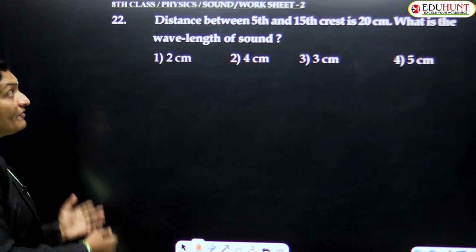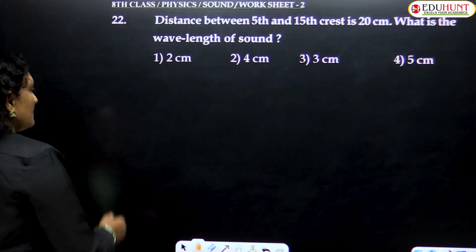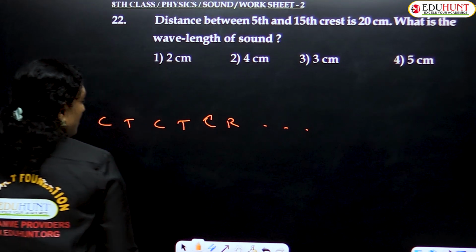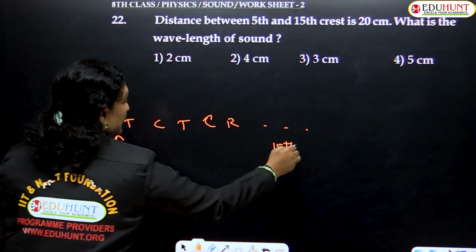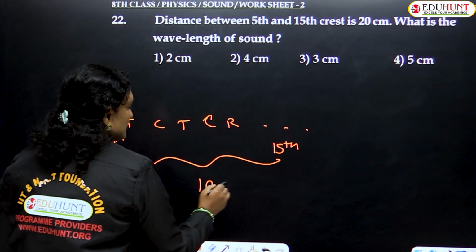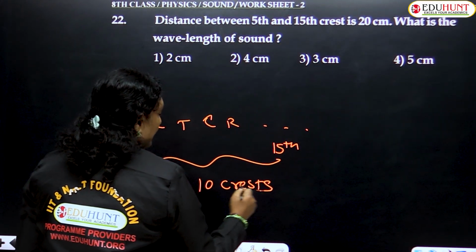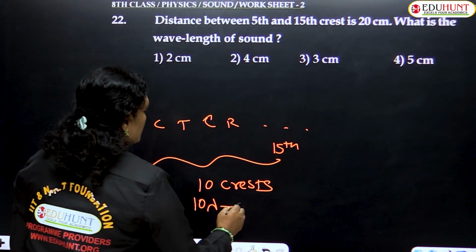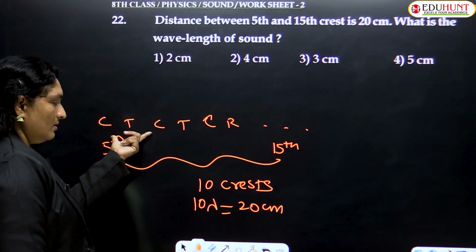The distance between the 5th and 15th crest is 20 centimeters. So what is that, children? Crest, trough, crest, trough, crest, trough, like this it is being formed. The distance between the 5th and 15th crest. How many crests are there in total? There are totally 10 crests. Okay. So 10 crests indicate 10 wavelengths. So the distance between 10 wavelengths is equal to 20 centimeters. The distance between a crest and a crest is one wavelength.